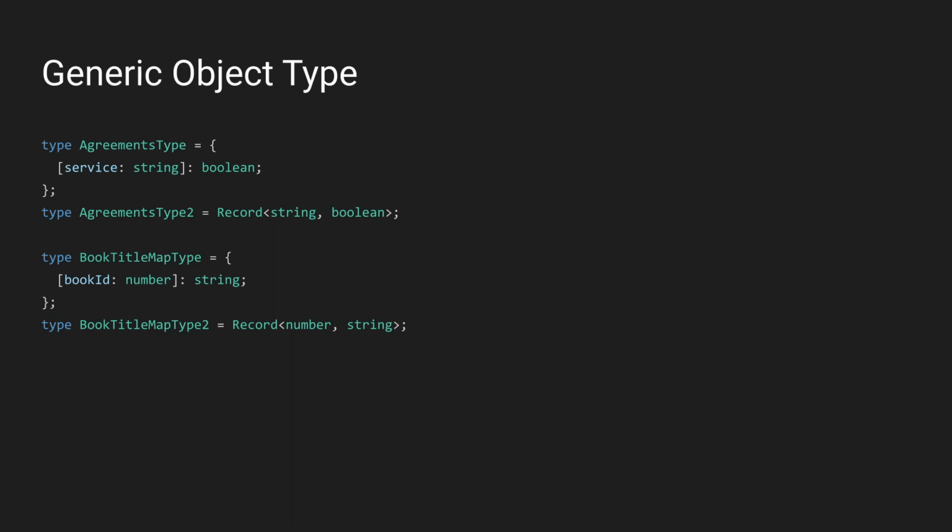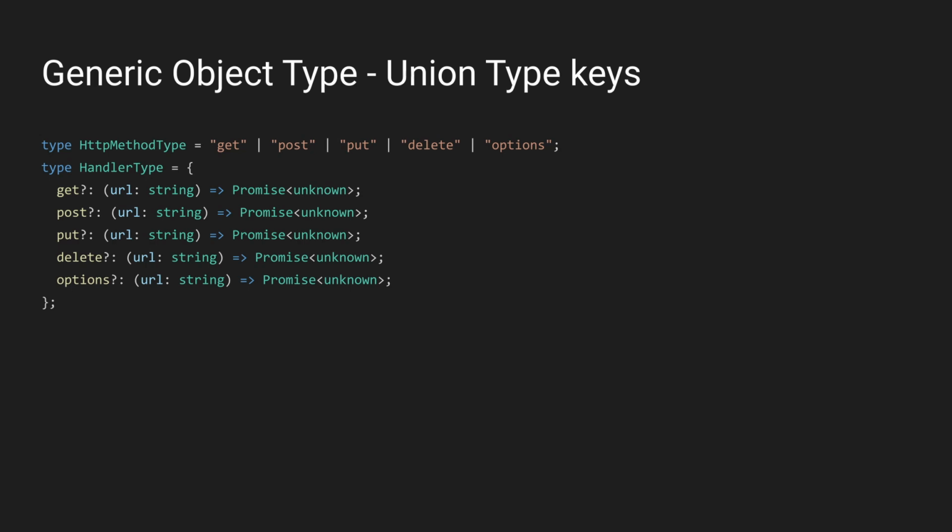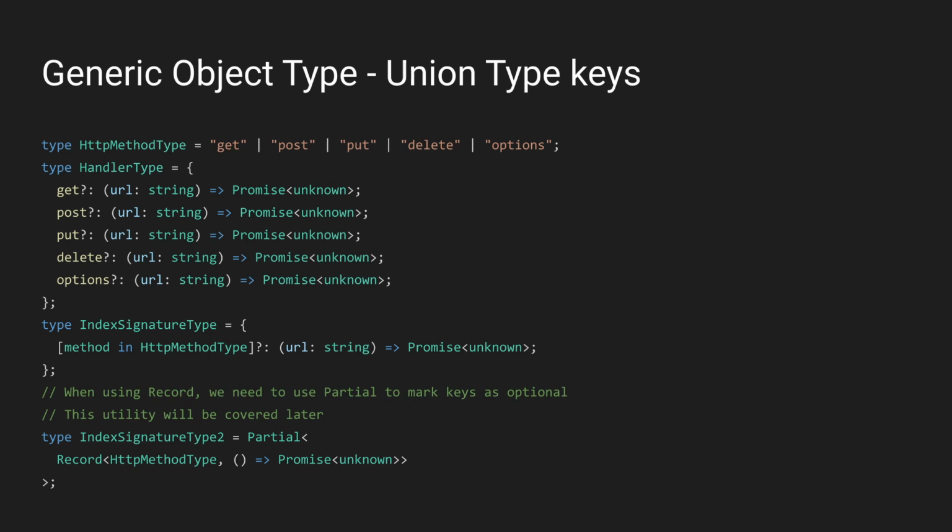Generics also prove beneficial when dealing with repetitive types. Consider the following example. We have a handler type that can implement a function of several REST methods. To solve this, we can utilize union types. They can be used as indices inside index signature. Union types can also be passed as the first argument of the record utility type. Here's how we would implement this.